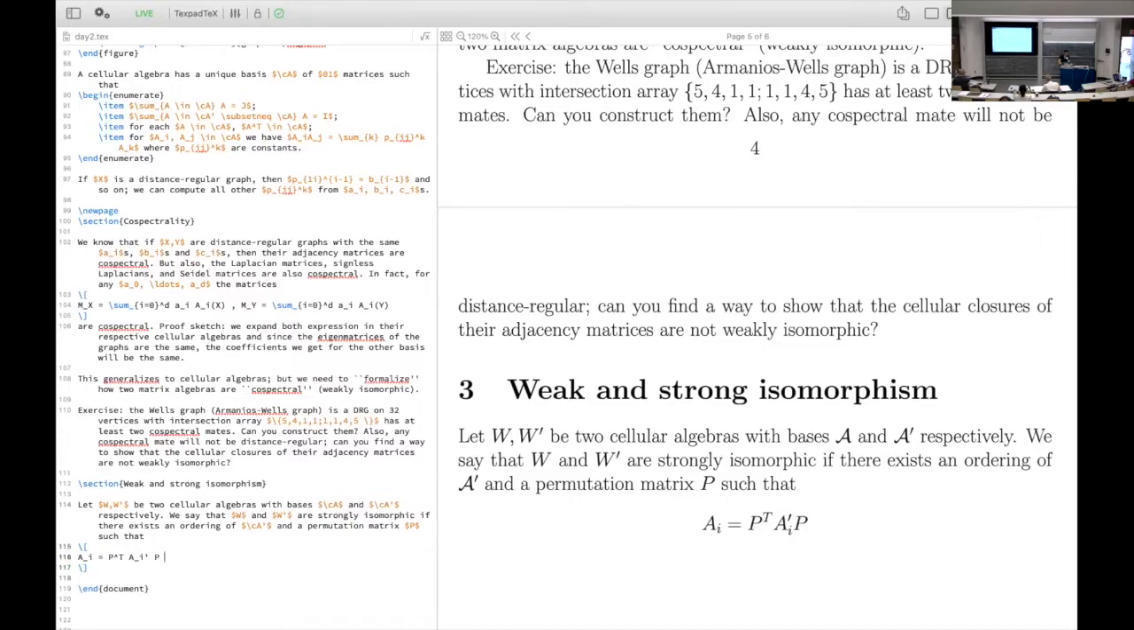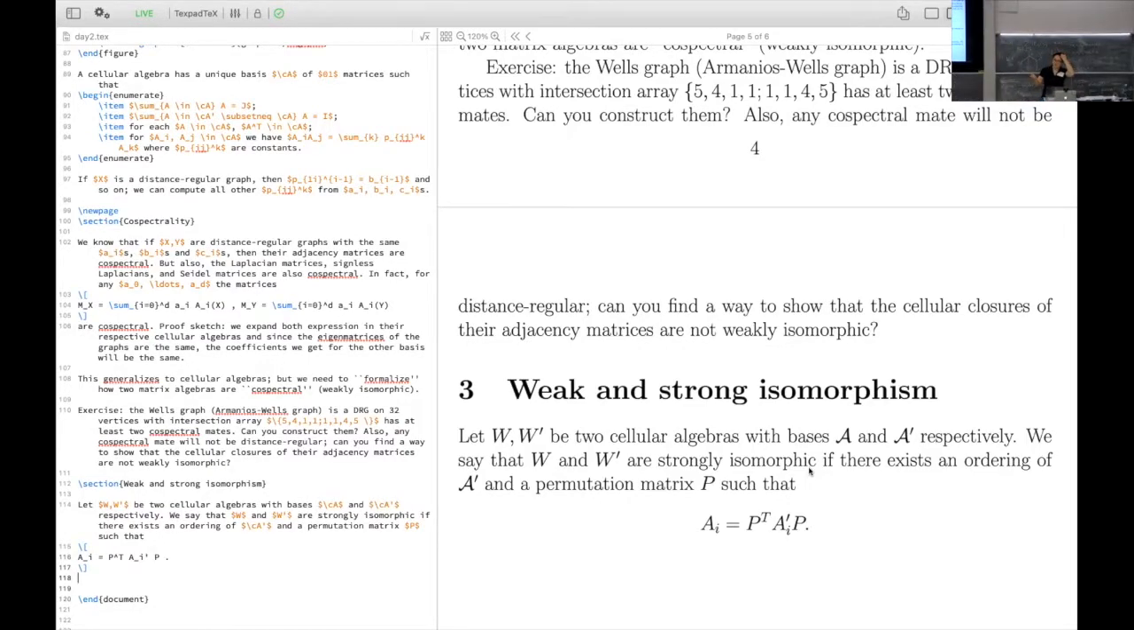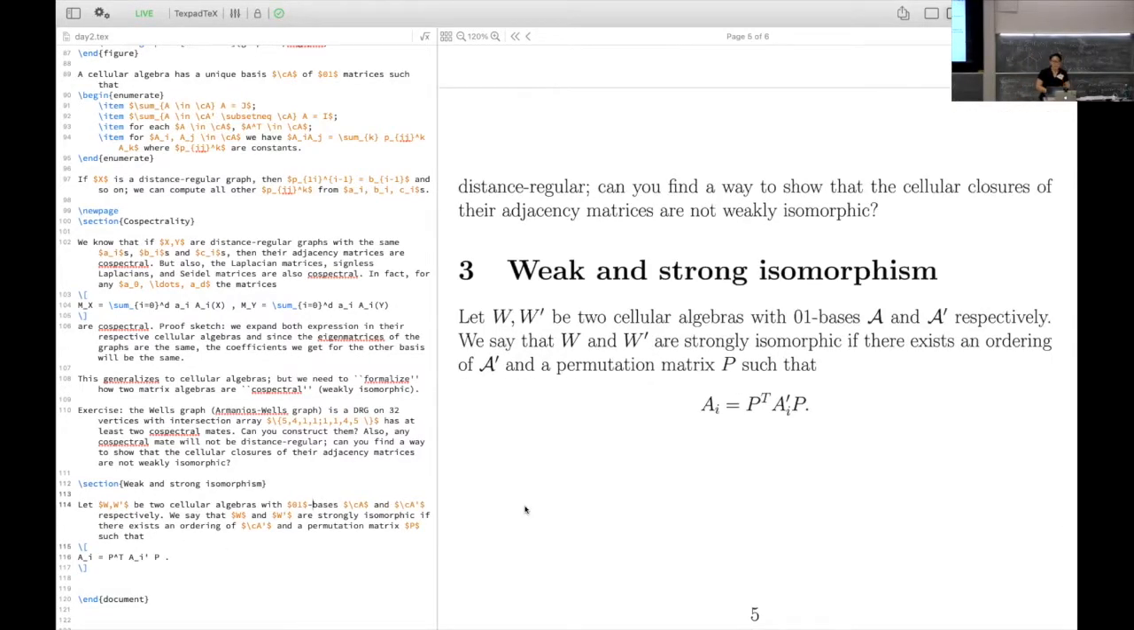You require these are 0, 1 matrices? Yeah, they are 0, 1 bases. So in this definition, or in the thing that shortly followed the definition of cellular algebra, I claimed that it had a 0, 1 basis that satisfied some conditions. No one objected at the time. So let's make them 0, 1 bases. It does matter because now we're defining it.